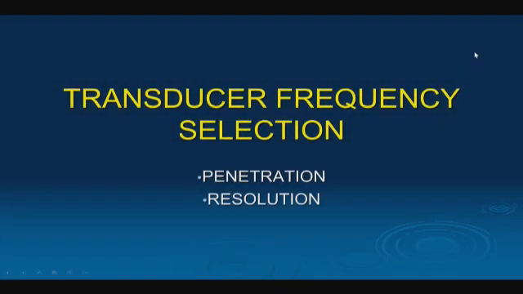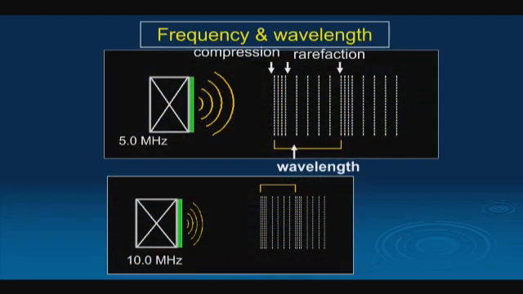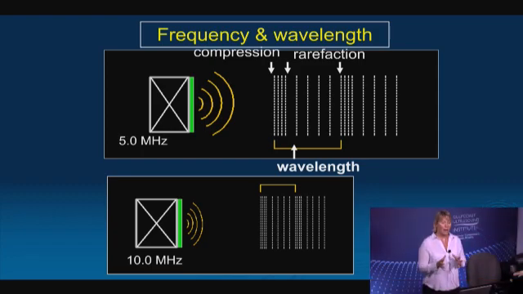Now the next thing you want to make sure you do, once you've selected the appropriate type of transducer for the exam that you're going to do, is choose the appropriate frequency for the patient's size and shape, body habitus, because it's the frequency of the transducer that affects how far I can penetrate and what level of resolution or detail I'm going to get.